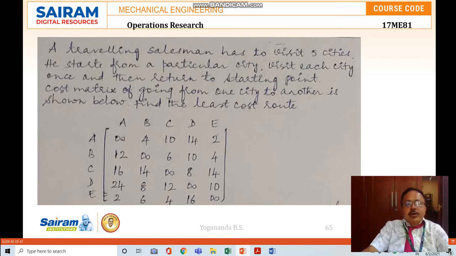So he starts from a particular city, visits each city at least once, and then he has to return to the starting point from where he began his journey. The cost matrix of going from one city to another city is shown below. Find the least cost route. That is, how does he plan visiting cities so that he visits all the cities once, and one more condition is that from where he has started the journey, he has to return back to the same city.